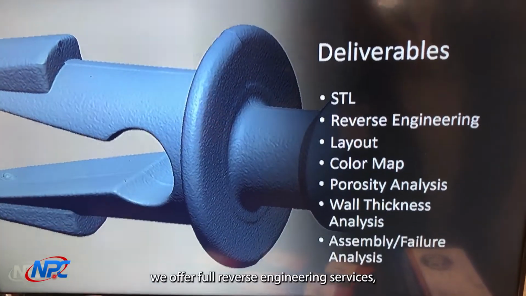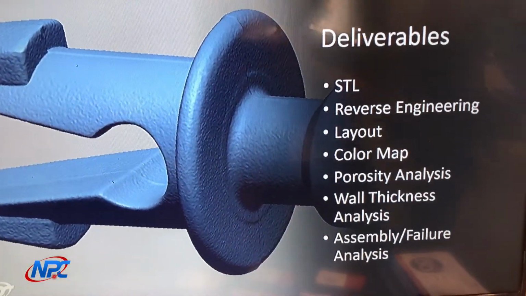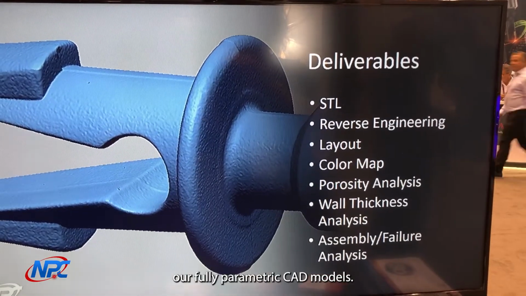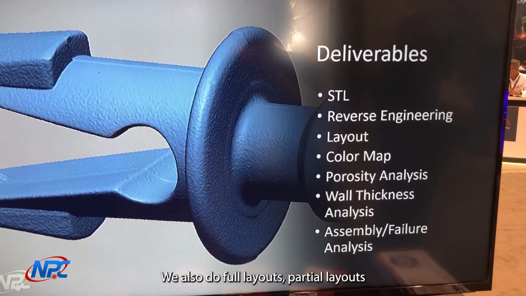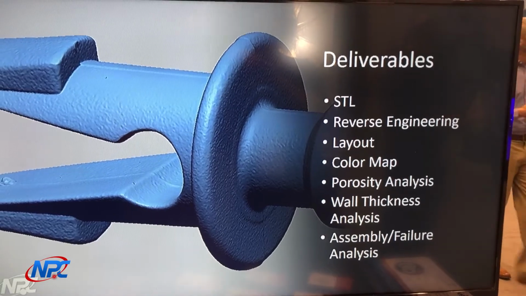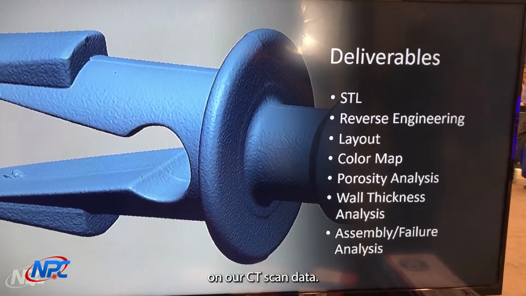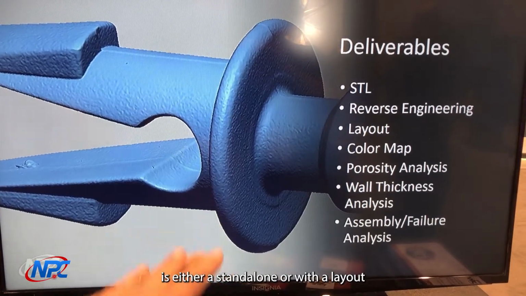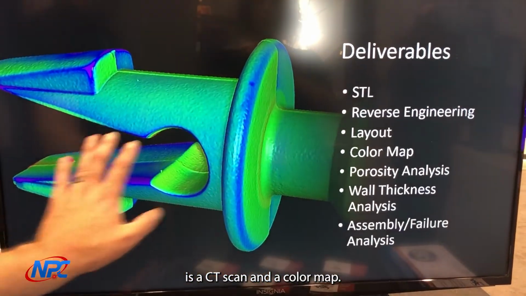Additionally, we offer full reverse engineering services. We produce surface wraps or fully parametric CAD models. We also do full layouts, partial layouts on our CT scan data. Another common deliverable, either standalone or with a layout, is a CT scan and a color map.